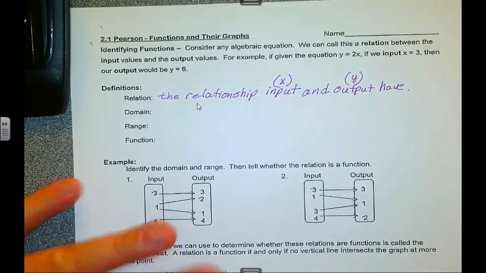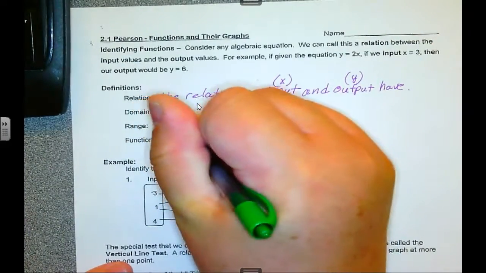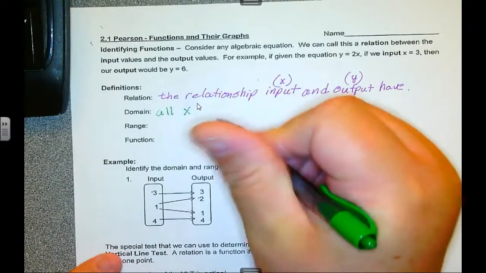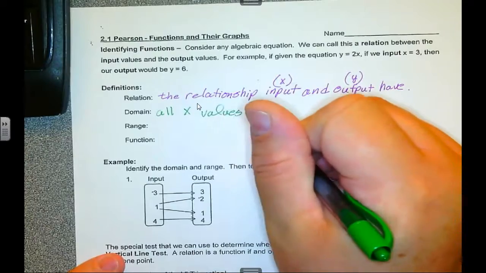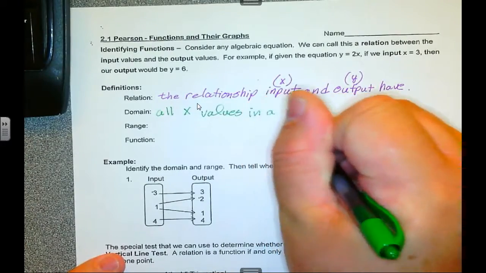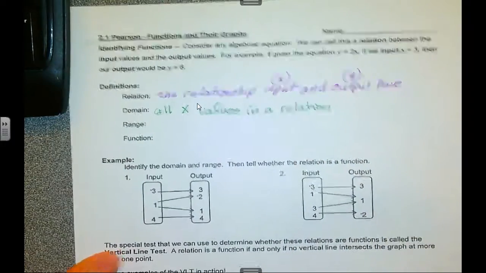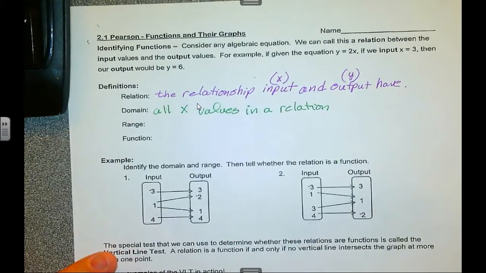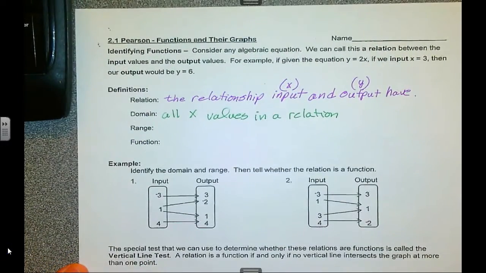Okay, what's domain? X values, right? Does anybody need one of these sheets? It's a note sheet in your packet. Are all x values? What's the range?